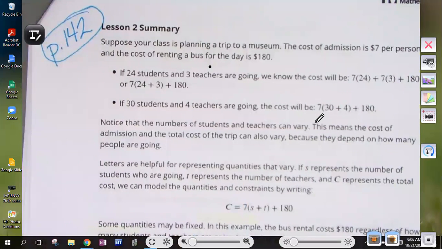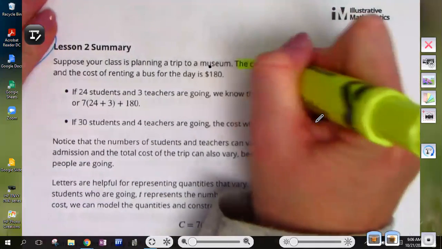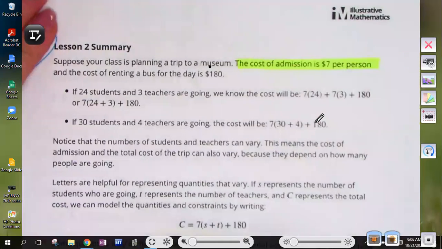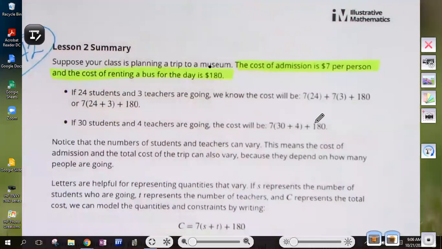All right. So we have a situation here. It says, suppose your class is planning a trip to a museum. Highlight. The cost of admissions is $7 per person, and the cost of renting a bus for the day is $180. What did they just give us there? The exact numbers, okay? Those are our constraints. When they give us those values that we have to work with, those are our constraints. So that's the kind of stuff we have to work with. I've got to fix this paper, it's printed backwards.